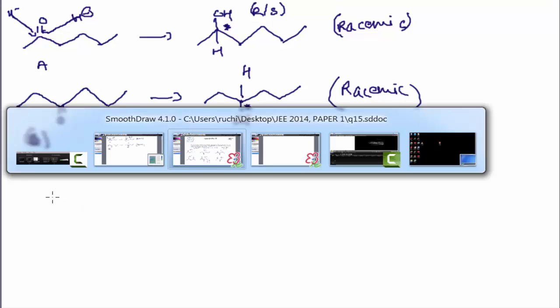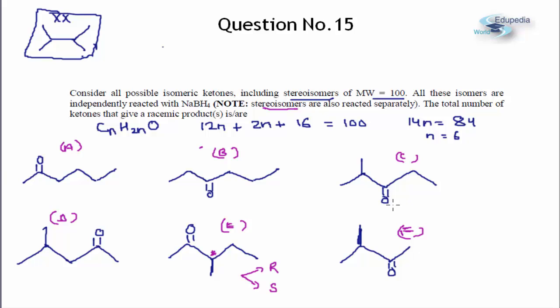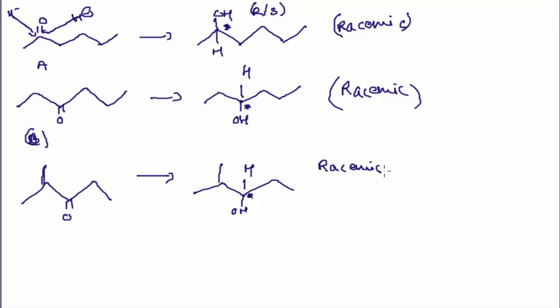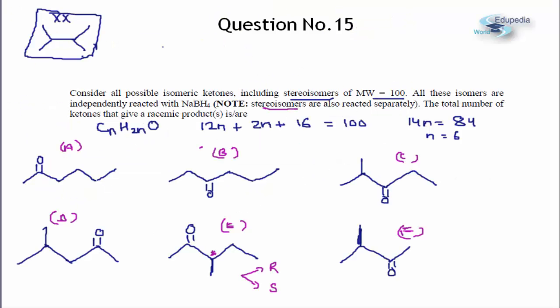Fine. Let us look at C. C structure was this. If we again draw the product for C, there was one branching over here, 1, 2, 3, 4, 5 and 6 carbons, and here it was double bond O. If I draw the product for this, we will again get a chiral carbon, OH and H. So this chiral carbon will again be a racemic mixture, a similar sort of story. Similarly you can visualize for D as well.